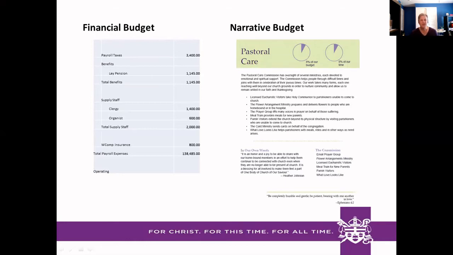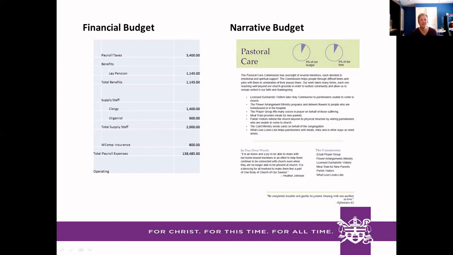The financial budget on the left has a place. This budget ensures that your church is aware of its income and expenses. This makes sure that the lights stay on and the water bill is paid. This is important, but it is not the whole picture. And that's because the church is a people organization, and a spreadsheet does not make apparent what the people do for the work of the Lord.